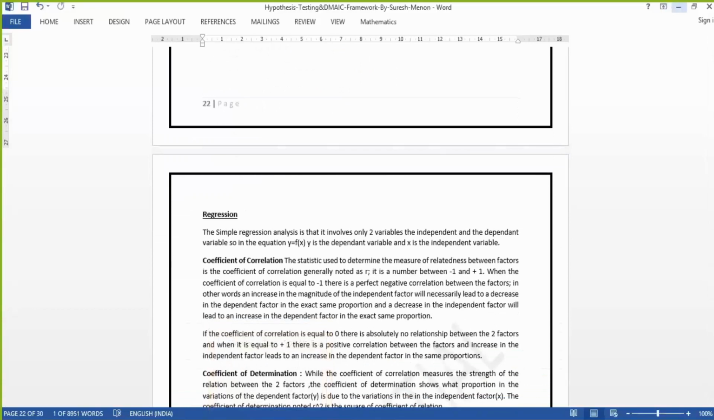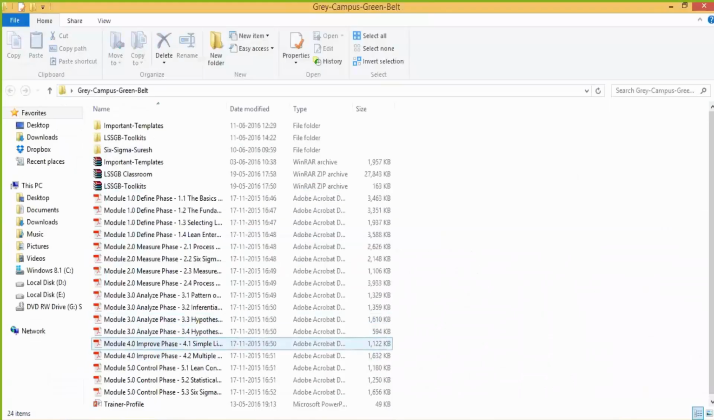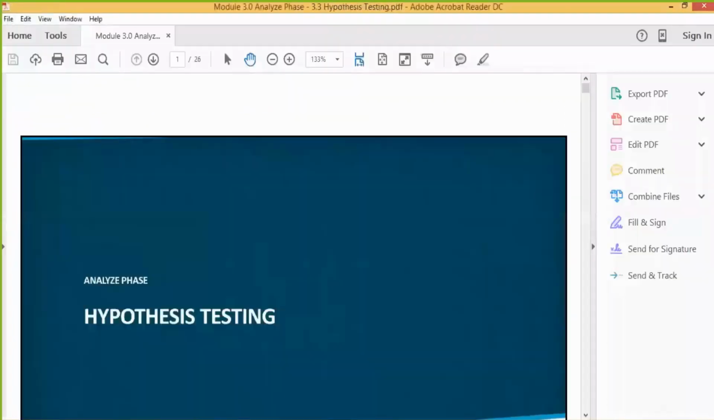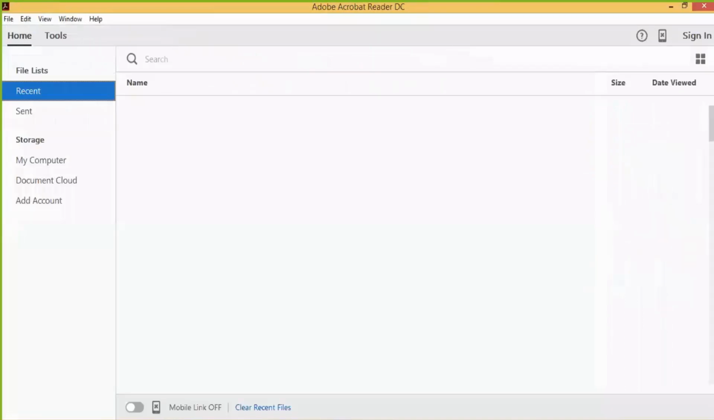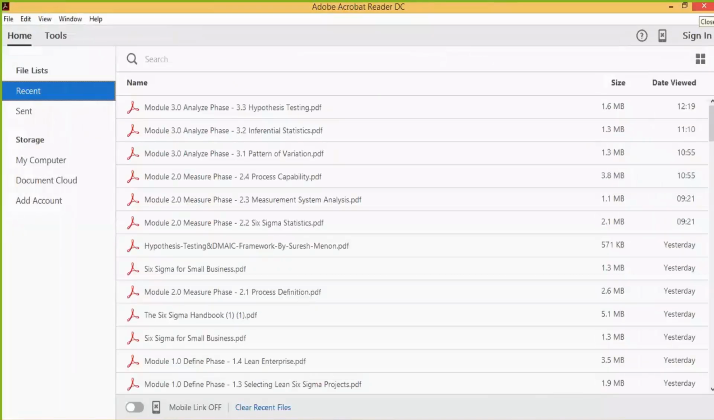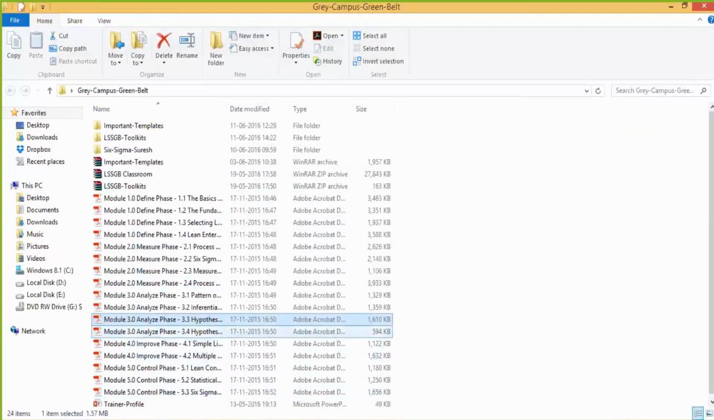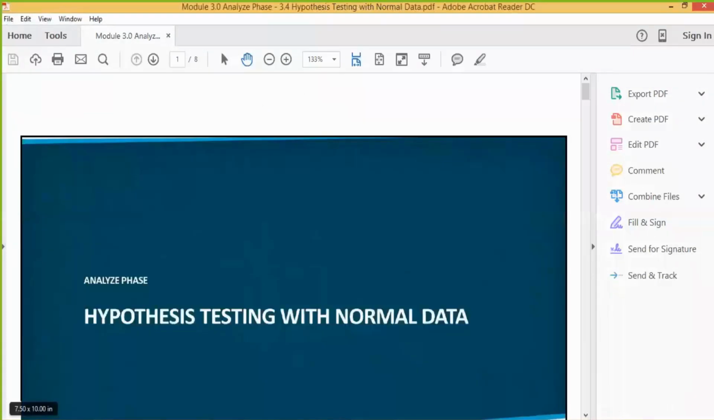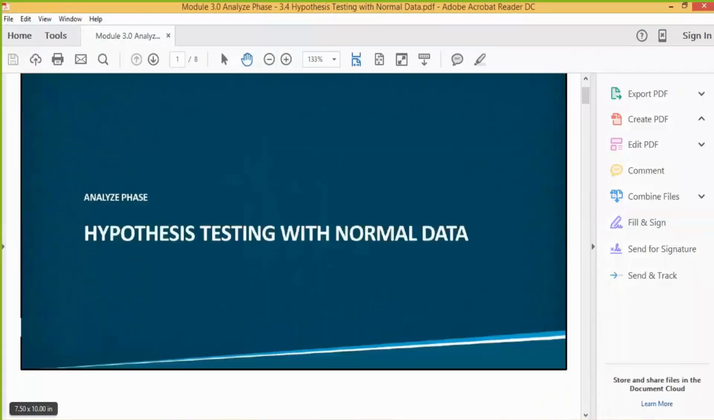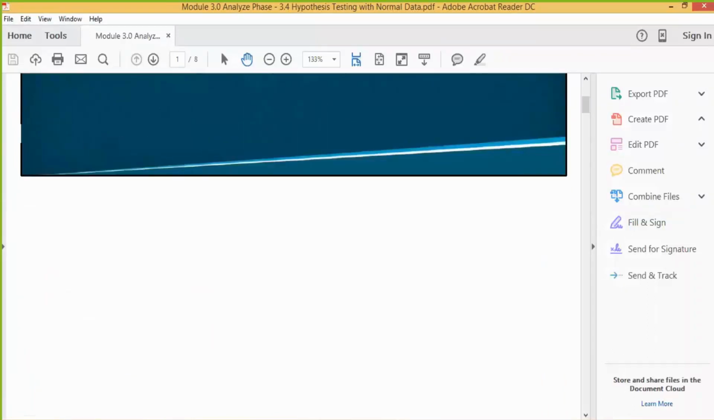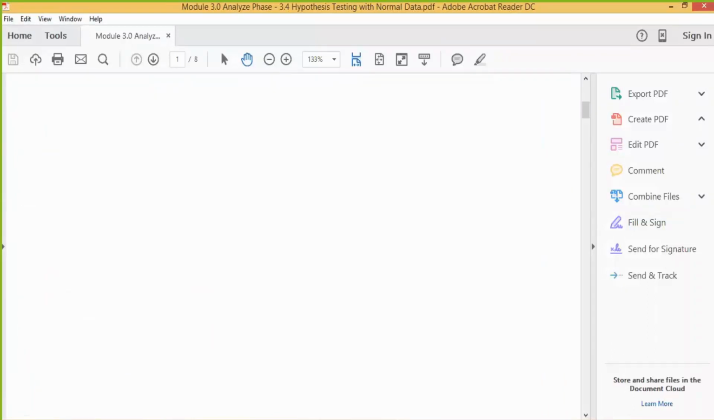Now we go to the slides of Gray Campus. So in analysis phase, we have covered hypothesis testing. So you need not worry about this. You can refer to it after the session is over. And then the second one also is analysis, hypothesis testing with normal data. This also we have covered, what is normal and what is not normal data. This contains just 8 slides.